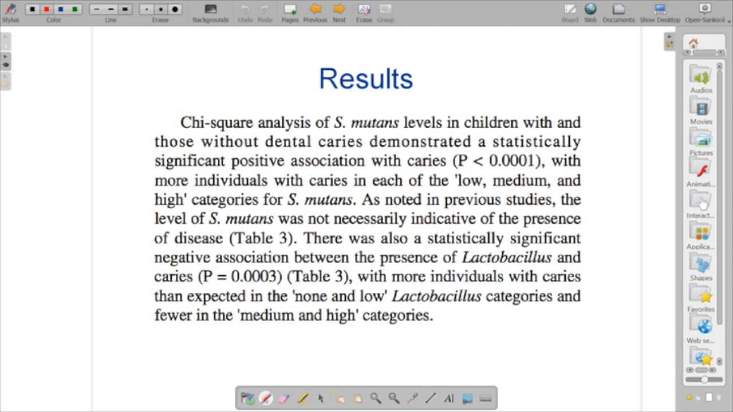It tells us that chi-square analysis of S. mutans levels in children compared with those without dental caries demonstrates a statistically significant positive association with caries. And they give us a p-value. It looks quite small. It's much less than their 0.05. So they're saying that there's a statistically significant association. And you can go on and read this. They refer to some results in table 3.